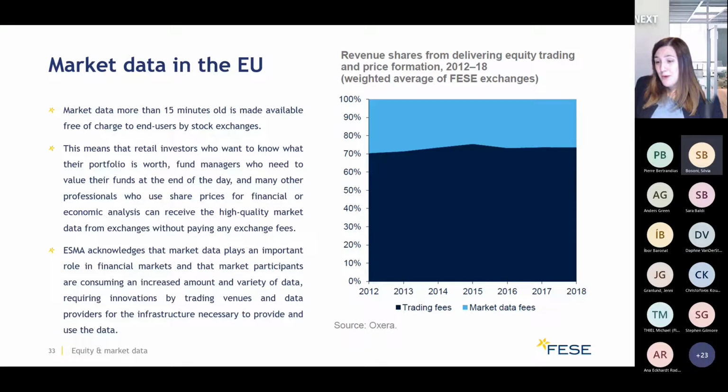But still, if you compare market data to, for example, trading, and you can see that in the graph, a majority of the revenues are still retrieved through the trading fees. So on average, you can see that for the stock exchanges in Europe, most of them still make a majority from trading fees, which is the dark blue, and then the light blue, the market data fees. So that's a big majority still. And it's also remained quite stable. It's a bit of a stable statistic. It doesn't change a lot.